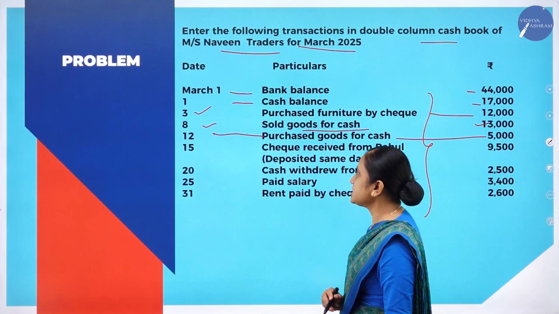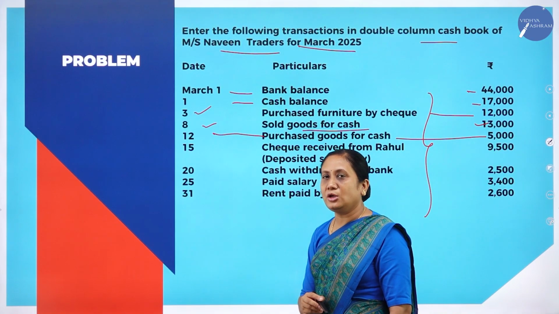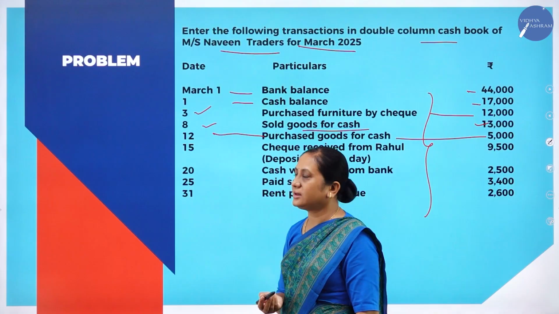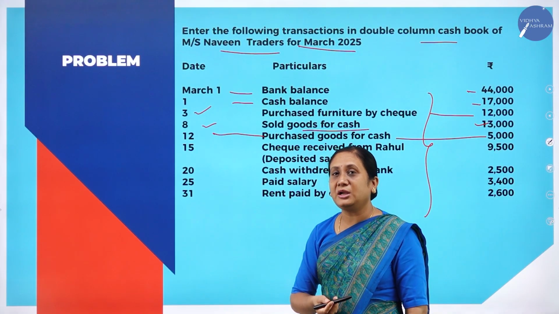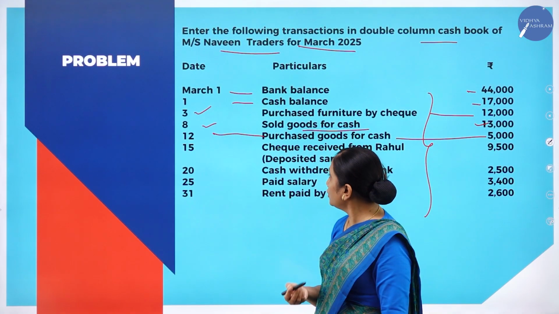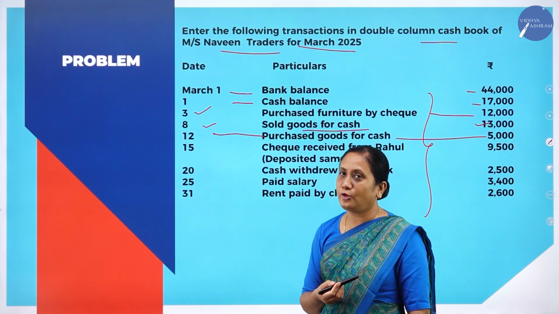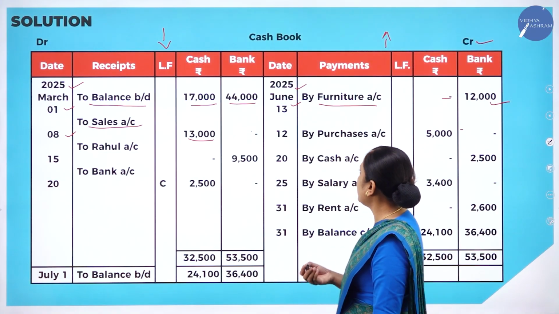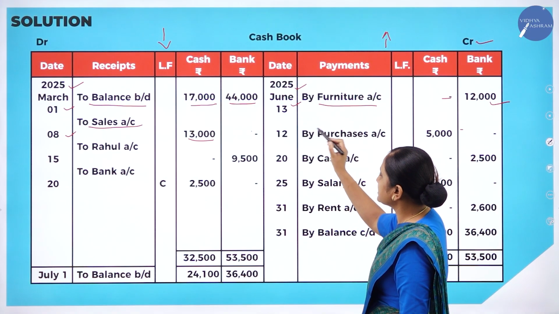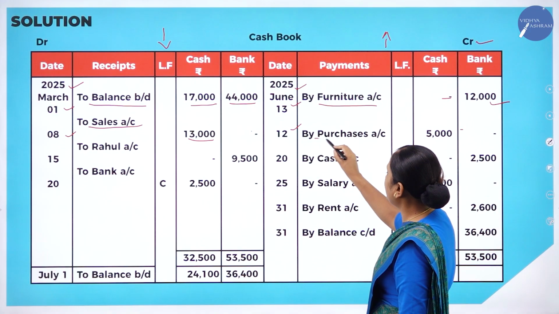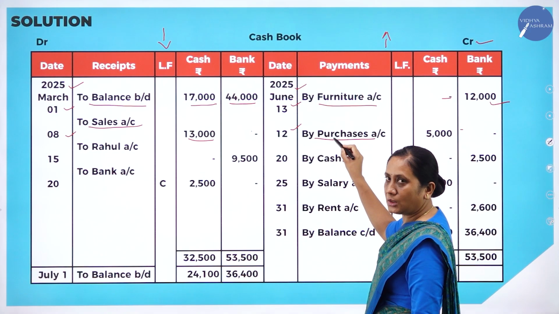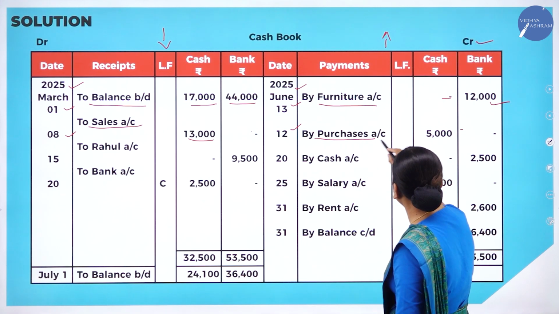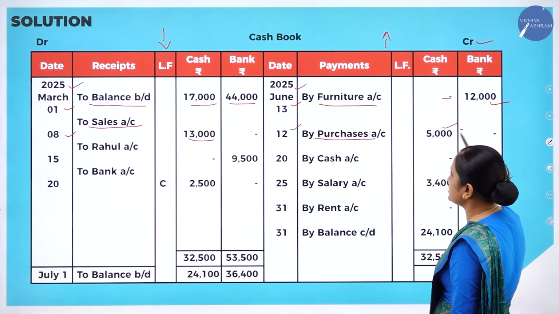Next, 12th, purchased goods for cash 5,000. Purchased goods for cash means what? The business is buying goods by paying cash. Correct? That is the meaning of this. What is happening to the cash? The business is buying goods for cash, so there is an outflow of cash. Correct? So where should we enter? Here, this side, the credit side. On the 12th, by purchases account, we are purchasing goods. Correct? By purchases account, in the cash column 5,000.